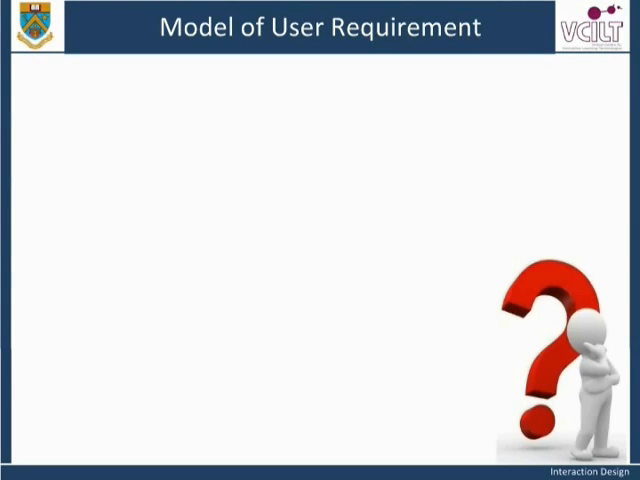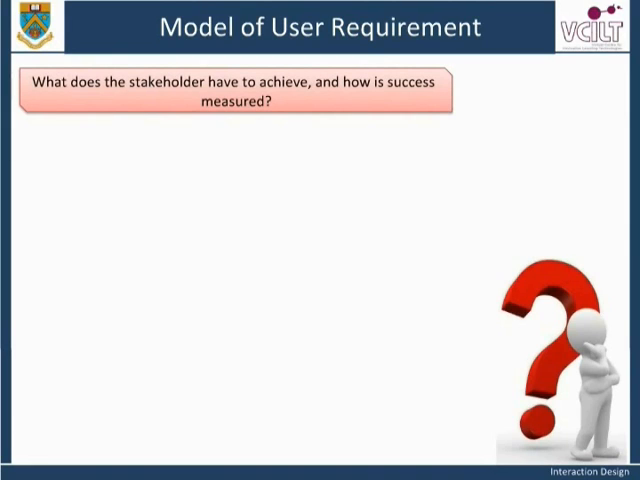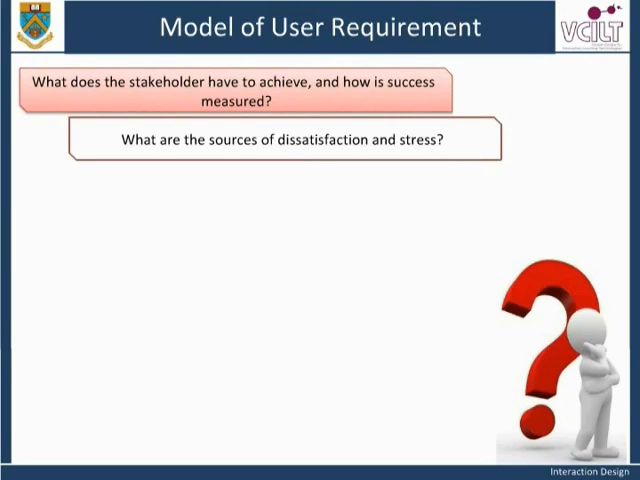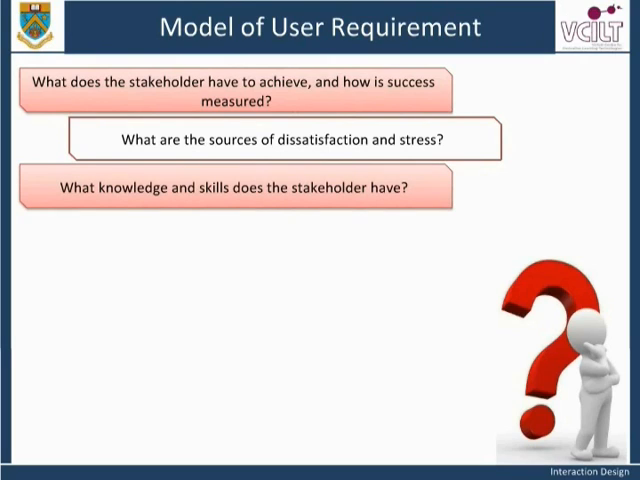Let's see what are the questions that were summarized to analyze stakeholders' process. What does the stakeholder have to achieve, and how is success measured? For example, waiters have to ensure diners are served at appropriate times and are happy with the level of service. What are the sources of dissatisfaction and stress? E.g., for a waiter, this may be the pleasure of serving food and providing a pleasant eating atmosphere. They may be stressed by angry customers or a large number of customers to keep happy at the same time. What knowledge and skills does the stakeholder have? E.g., a chef has extensive knowledge of cooking, which the waiters may not.